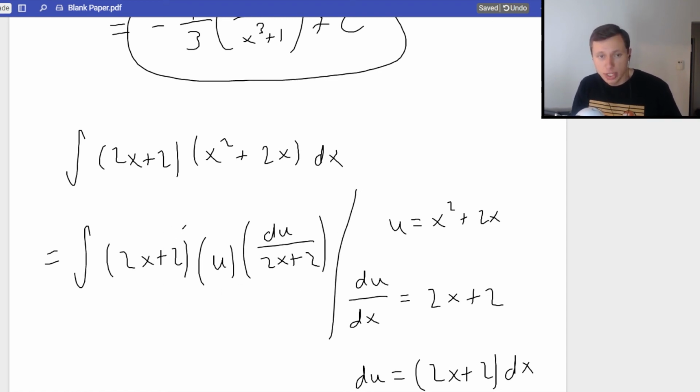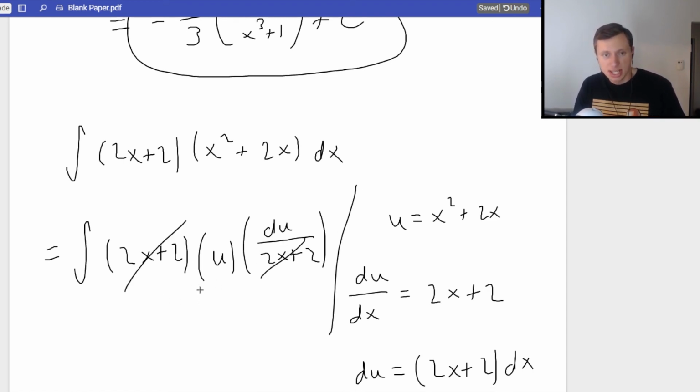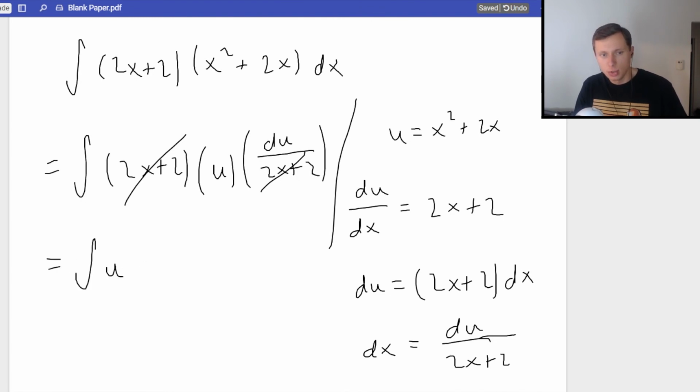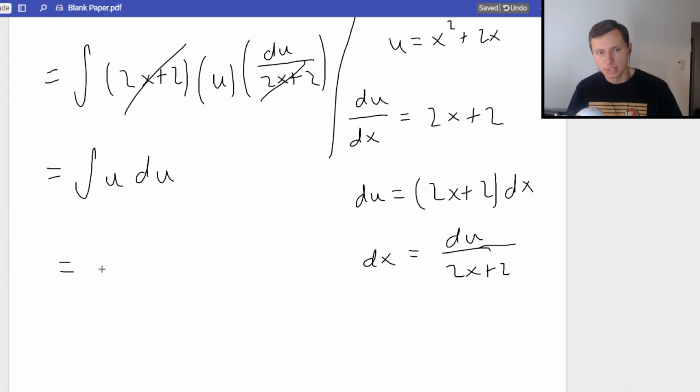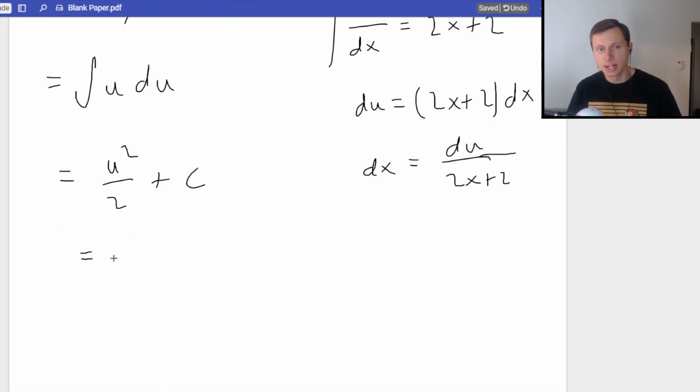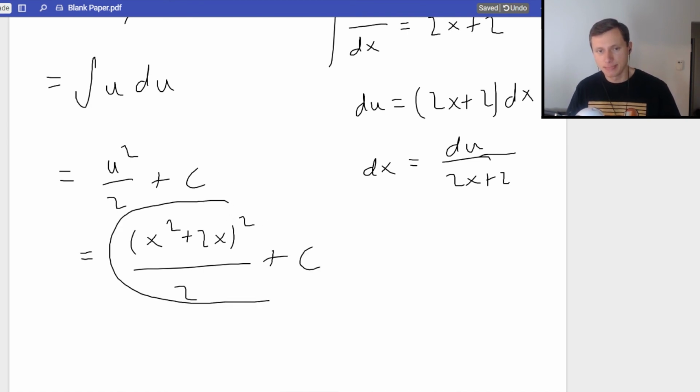We see that the 2x plus 2 will cancel, which is nice. And now we're just left with the integral of u du. This is a very easy integral to solve. It's going to be u squared over 2 plus c. And again, we said u was x squared plus 2x. Final answer: quantity x squared plus 2x, squared, divided by 2 plus c.